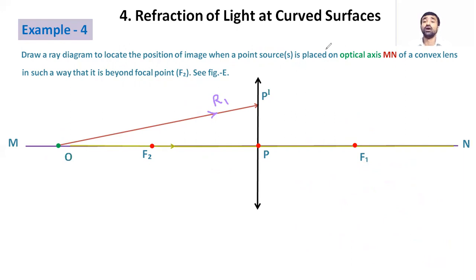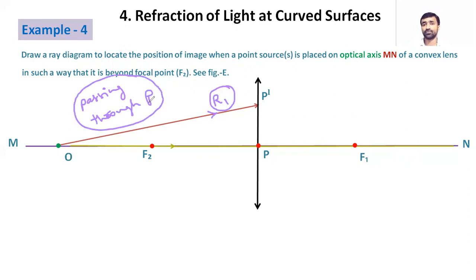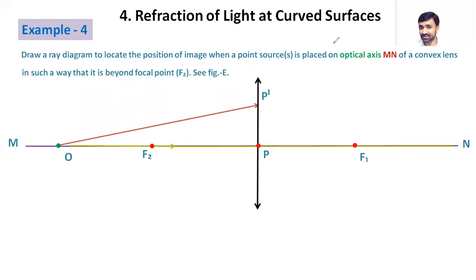So in this case, we need to make this ray R1 parallel to the principal axis. Here we are unable to use the original principal axis. That's why I am using one of the situations, that is, a ray passing through the pole or optic center. What is its behavior? This ray remains undeviated.